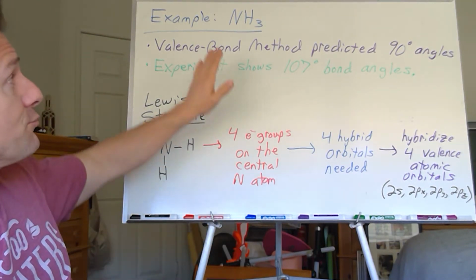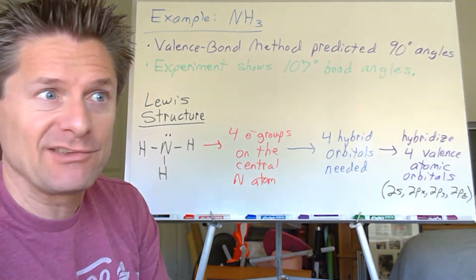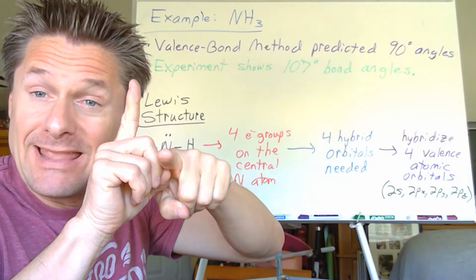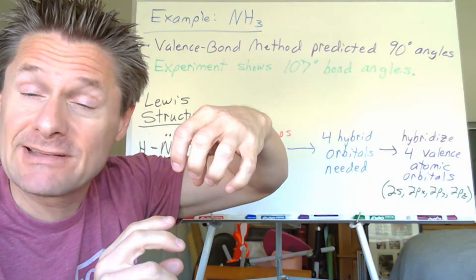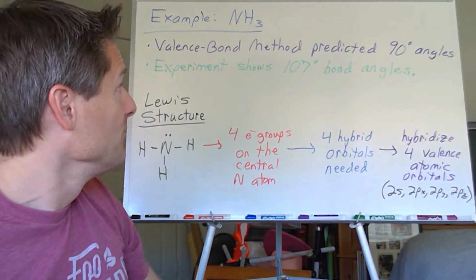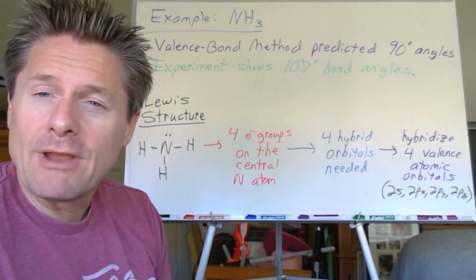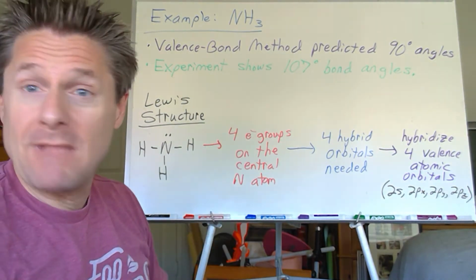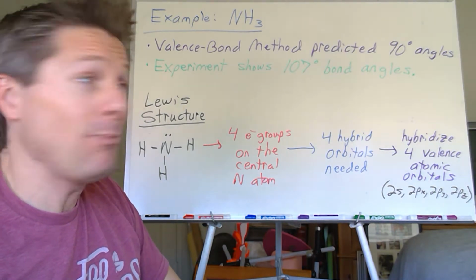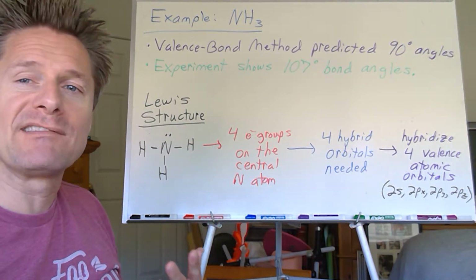When we did that, we saw that the valence bond method predicted 90-degree angles because we had the 2px, 2py, 2pz orbitals, and then the hydrogens came in, and you had the 90-degree angles between the x, y, and z axes. But we know experiment shows 107 degrees-ish, to 1 degree. That's not the greatest. It's in the ballpark, but not quite. So what are we going to do? Here's the thinking process for hybridization.